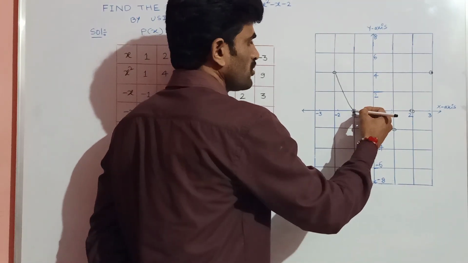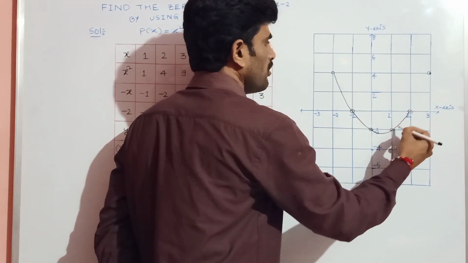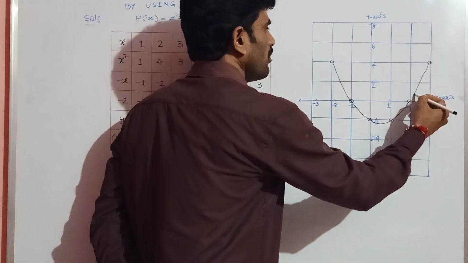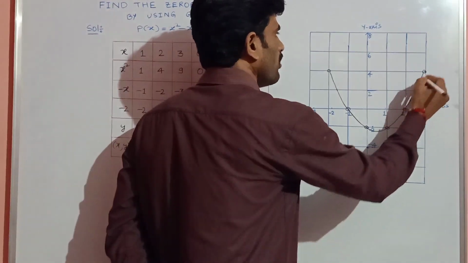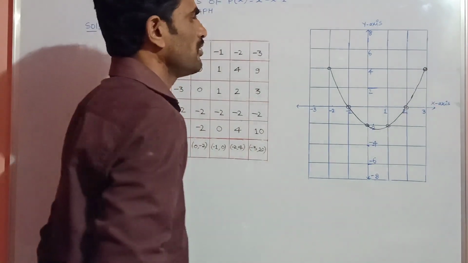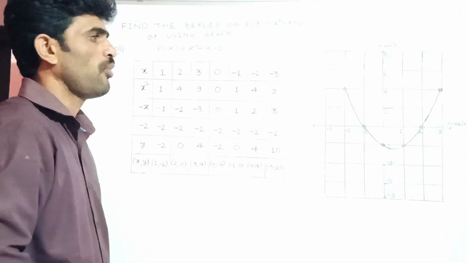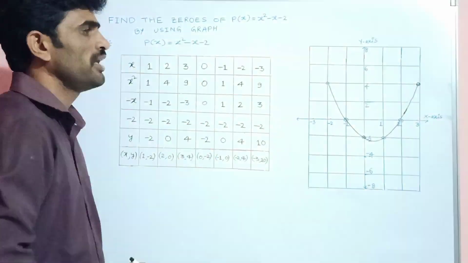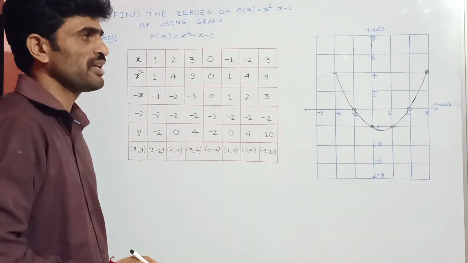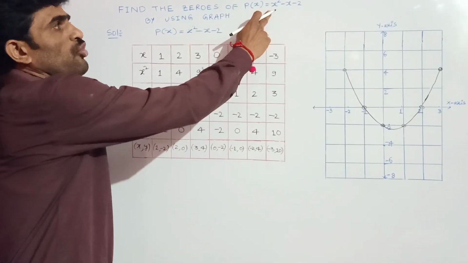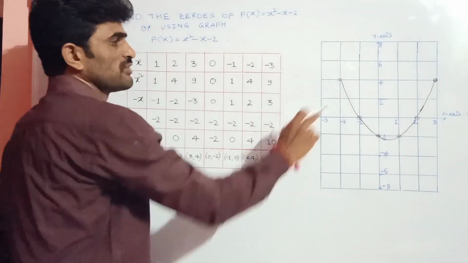Like this, with the hand, we have to draw a smooth curve. So this is the shape of the graph and we call it a parabola. What is the shape of the graph? What is that shape we call? That is a parabola. So remember, the graphical representation of a quadratic polynomial is a parabola. And whenever the x square coefficient is positive, it opens upwards in this way.